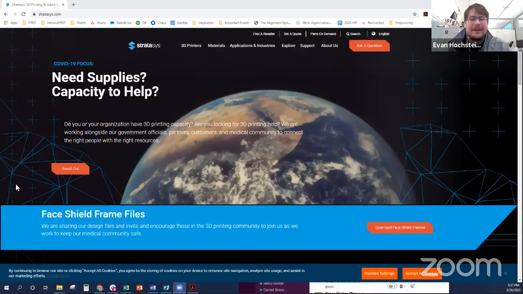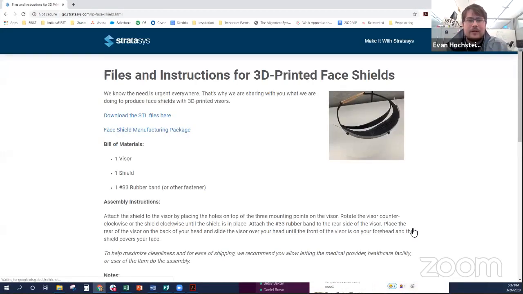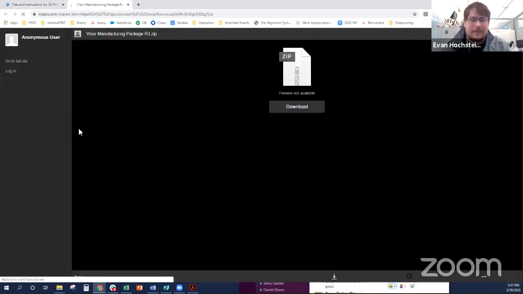So the reach out button you can click, but I think even easier than that, if you go down and click the download face shield frames files. Yeah, that's the button. Here you're going to see there's some very basic instructions on how to put this together. I think I put these together on Sunday. We're working on some better instructions that aren't from an engineer or from a marketing professional that know how to put that sort of stuff together. But if you click a face shield manufacturing package, you'll notice that we have revision 3 that was just uploaded by myself not 15 minutes ago.